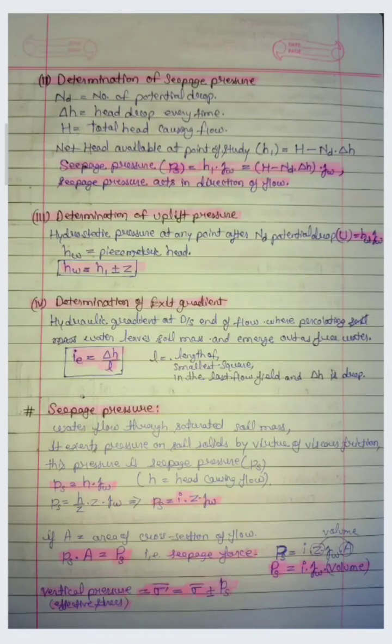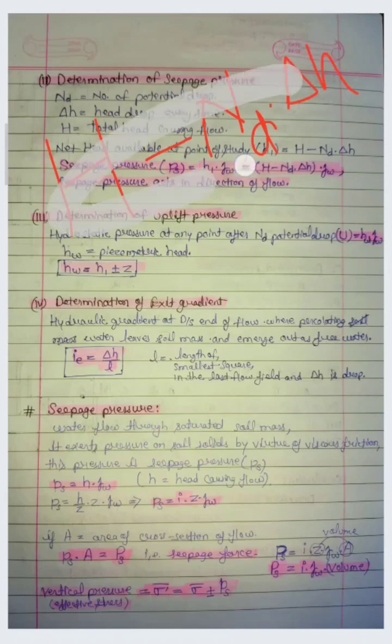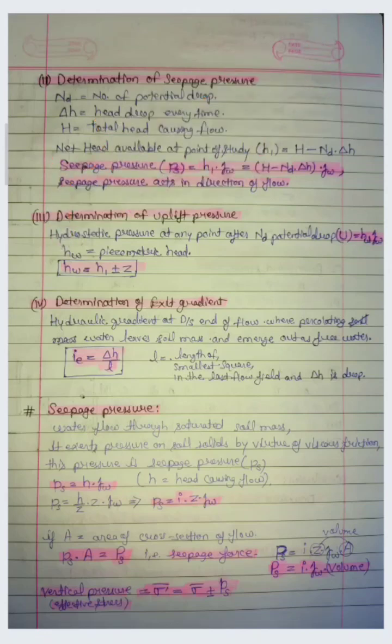Now second is determination of seepage pressure. If nd is the number of potential drops, delta h is the head drop every time, and h is the total head causing the flow, then the net head available at the point of study, h1, will be equal to the overall head minus the drop that happened till the point of study, that is nd into delta h. So this will be the head at the point of study.